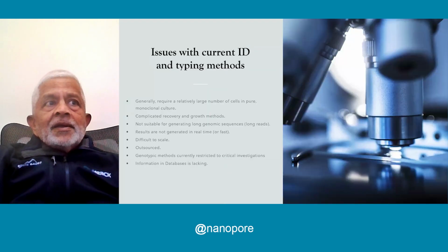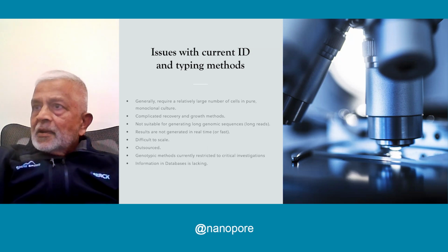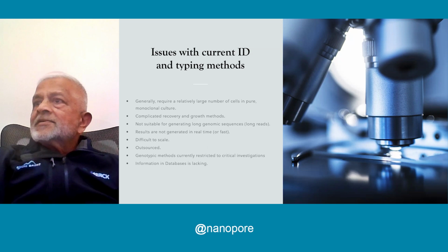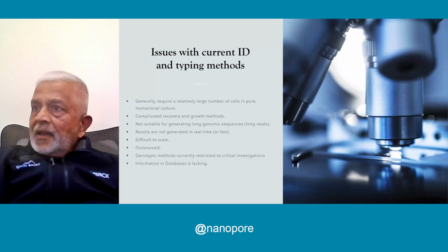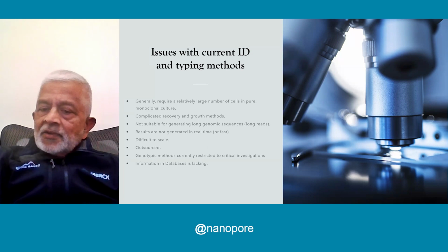Issues with current ID and typing methods. In general, current methods require a large number of cells. You need to grow them and isolate pure monoclonal cultures, and importantly, they are not suitable for generating or reading long genomic sequences. Results are not generated in real time, or not fast enough, and are difficult to scale. They're typically outsourced and currently restricted. Genotypic methods are restricted to critical investigations, and the information in databases is also lacking.